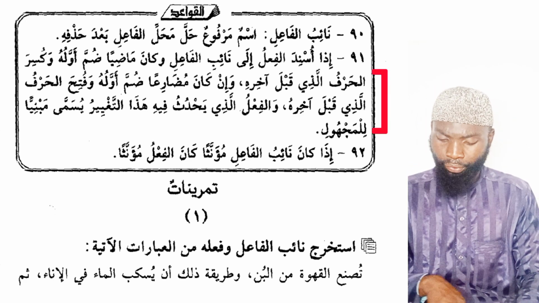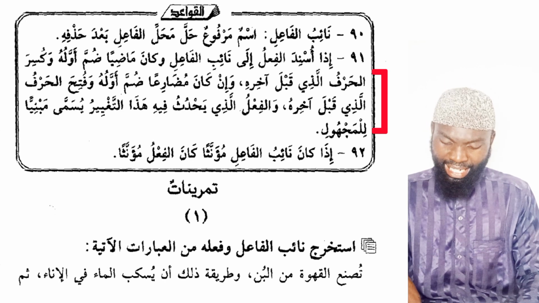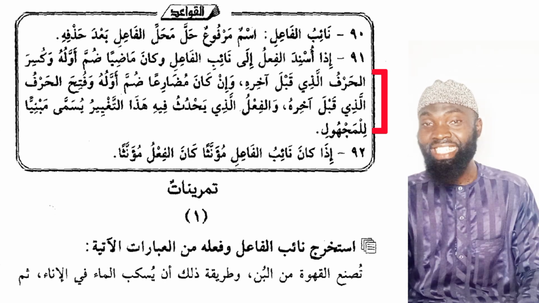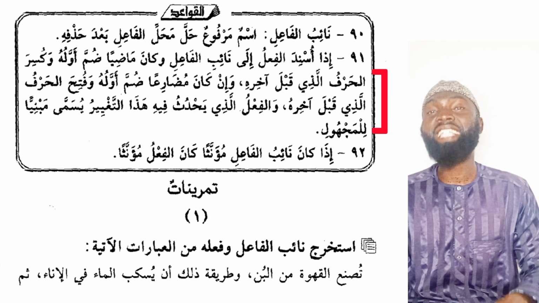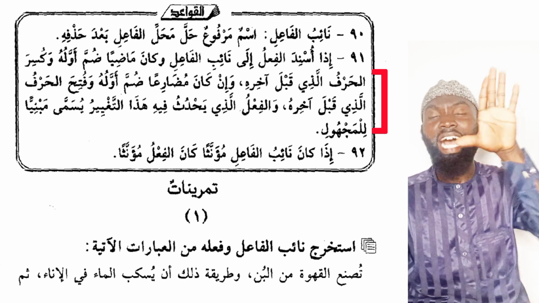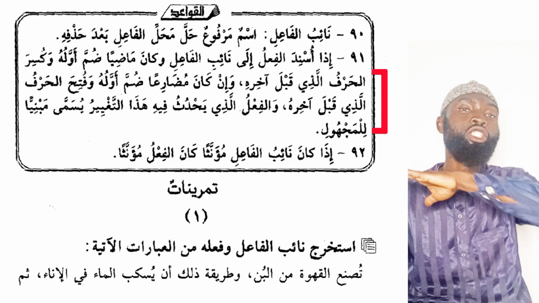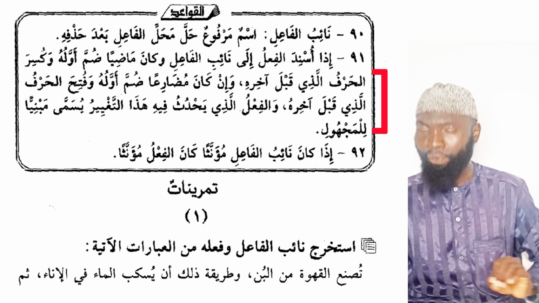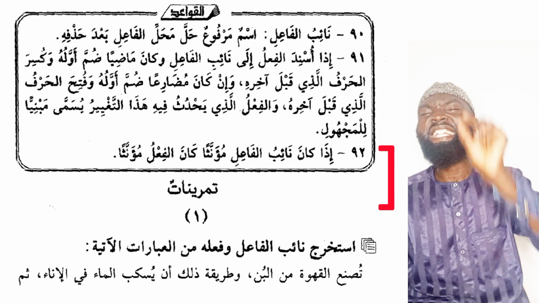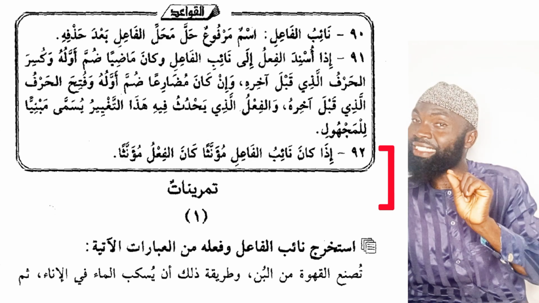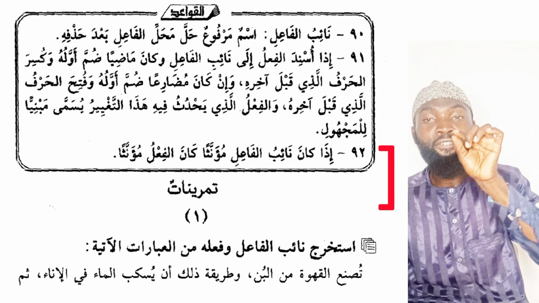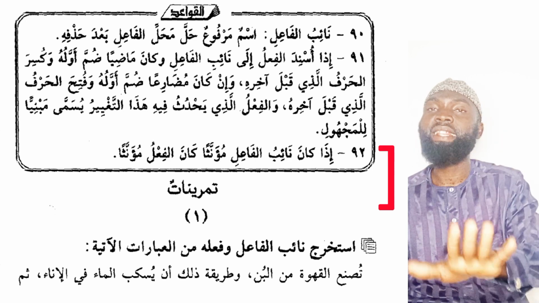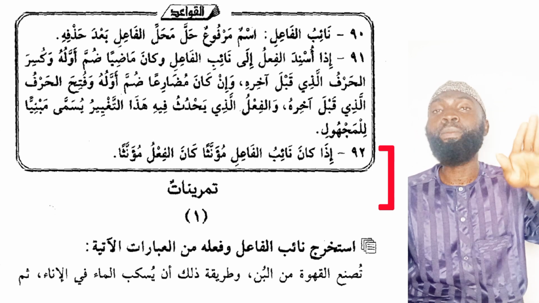Any verb which undergoes these changes is said to be built upon al-majhul, the unknown, because the subject is unknown. The last rule says if the assistant subject which you have now learned is a feminine word, the verb will also be a feminine verb.